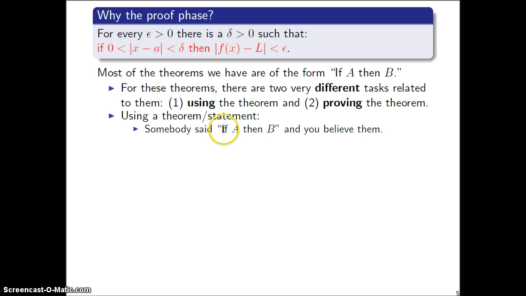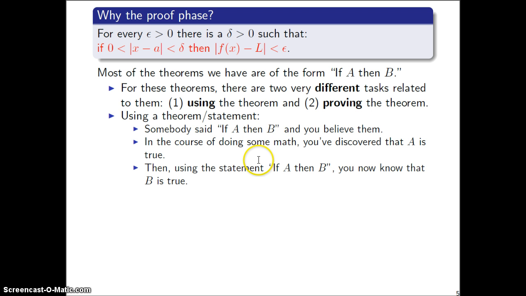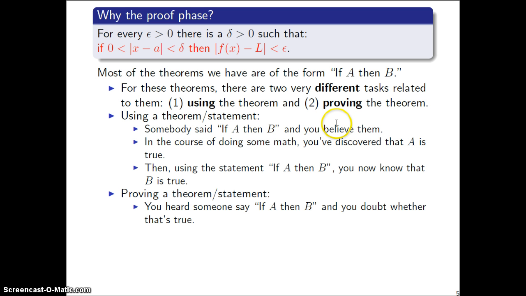So if you believe just the statement on its own, if A then B, then maybe in doing some math, you've discovered that A is true. And then because you believe this sentence, the entire sentence, if A then B, then you can conclude from this that B is true. And that's using a theorem or using a statement. But what we're doing right now is proving a statement instead. What does that look like? It looks more like this.